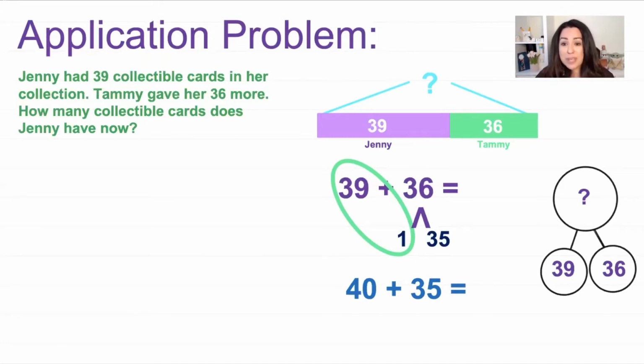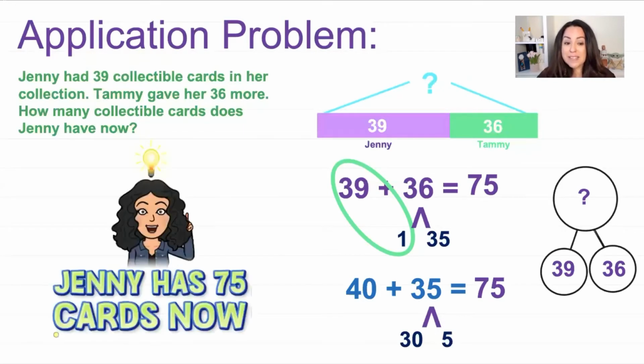And if you need to break that down a little more, you could even break the 35 down into 30 and 5. So I know that 4 tens plus 3 tens is 70 and 5 ones equals 75. So that means that Jenny has 75 cards now.